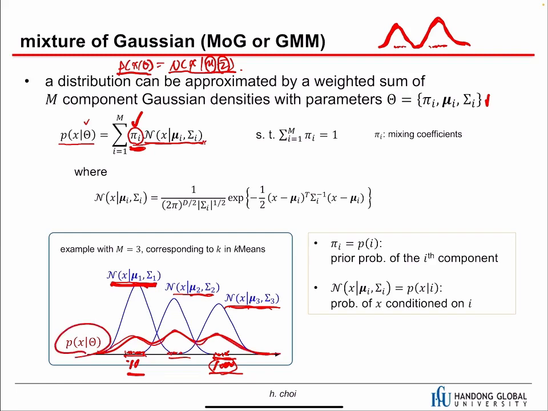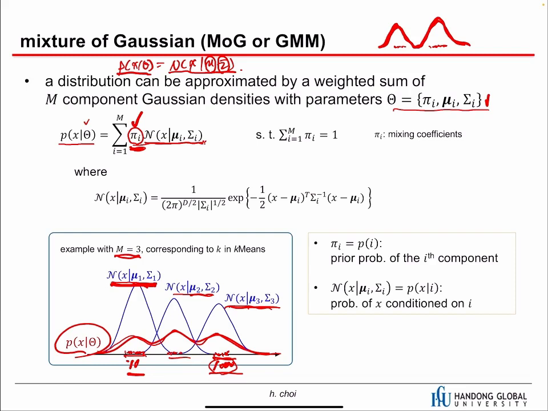That is actually our p of x given theta. And by the way, theta includes all the parameters, including pi sub i and mu sub i and sigma sub i. Okay. And again, even in this case, we have to define the number of components in advance, as we did in the K-means algorithm. In the K-means algorithm, we defined k first, and then we got the clusters. Likewise, in this case, we define m, the number of components.